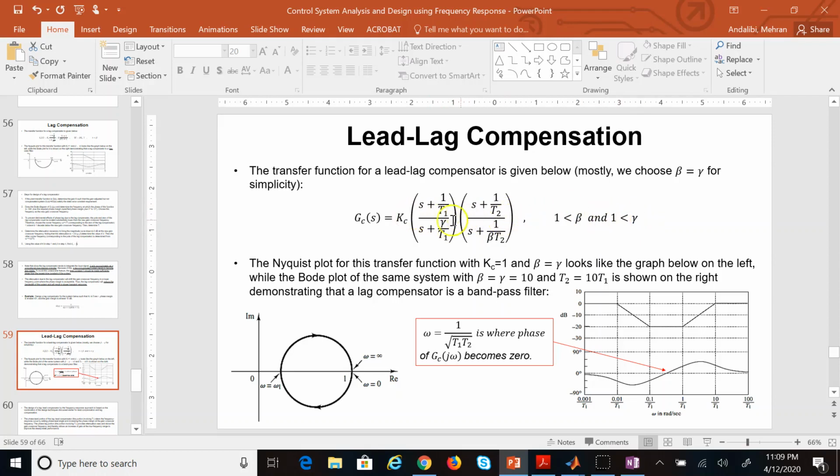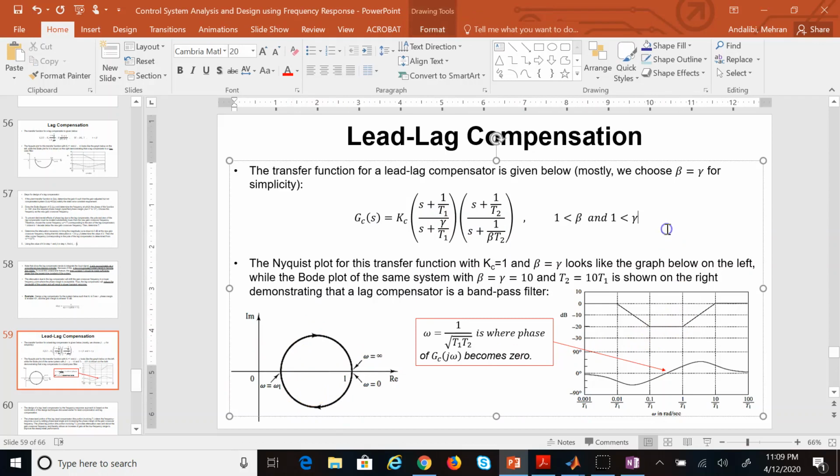But this is the lead portion, the lag portion, the gain. This is the Nyquist plot, which is like a full circle. And this is more important, the Bode plot, which you can see doesn't have attenuation at some range of frequencies. Then for some mid-range frequency, it has attenuation. And again, on high frequency, it does not have attenuation. So what we call this is the band pass filter.